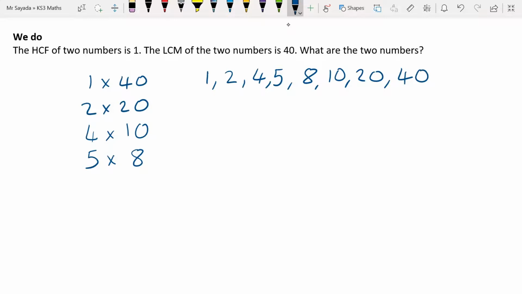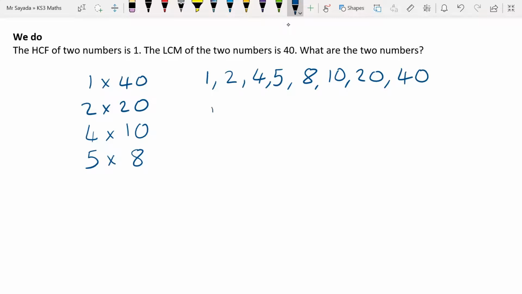You should have said that the next step is to remove any numbers which do not have a factor of 1, because we're looking for the highest common factor to be 1. But in this case, because we've got the highest common factor being 1, every single one of those numbers has a factor of 1. So we're going to leave them all there. And now we need to find combinations which have a highest common factor of 1 and the lowest common multiple of 40.